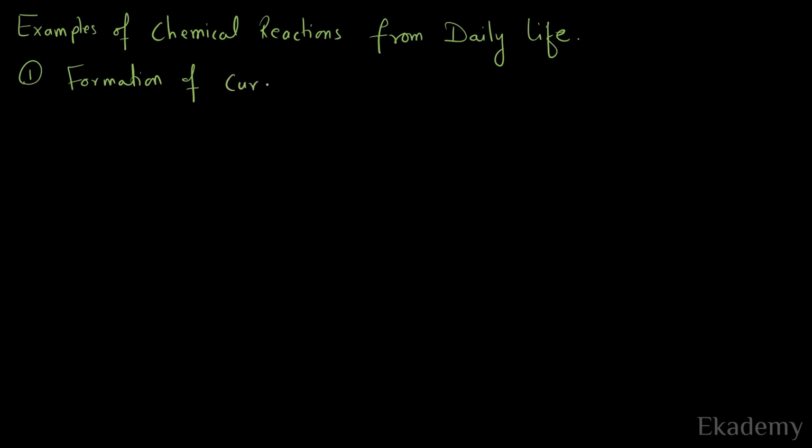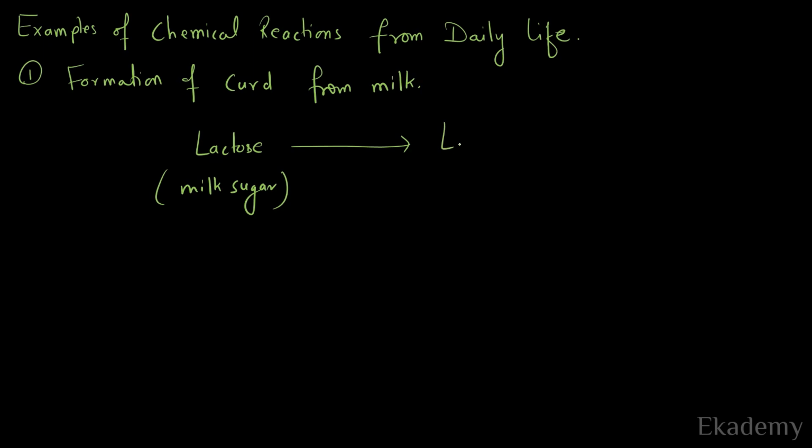Formation of curd from milk. So what happens here is the sugar, which is lactose, this is milk sugar, gets transformed into a new type of substance, which is lactic acid.